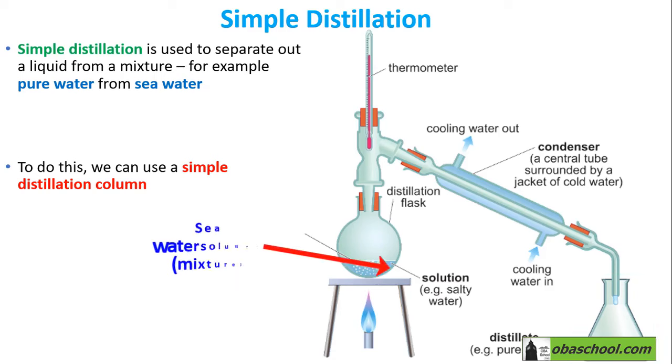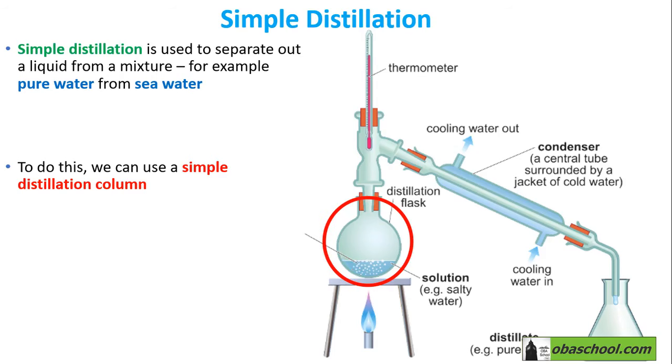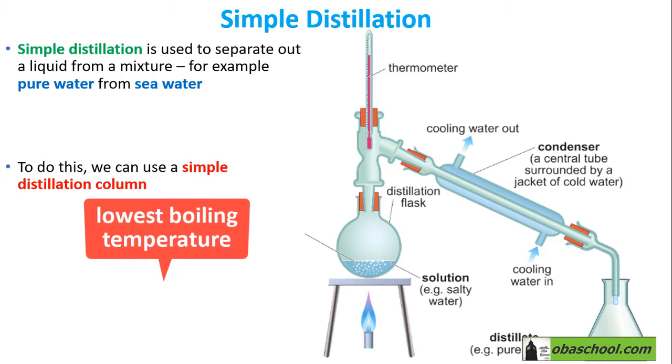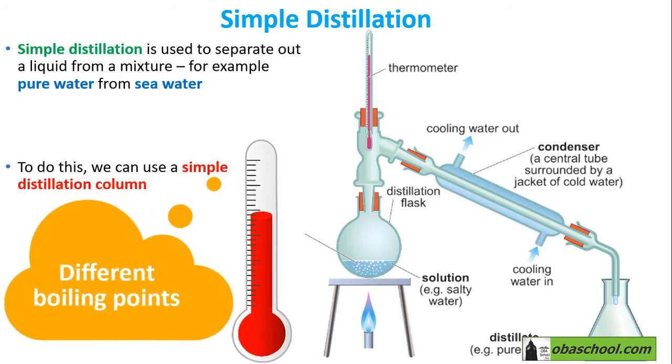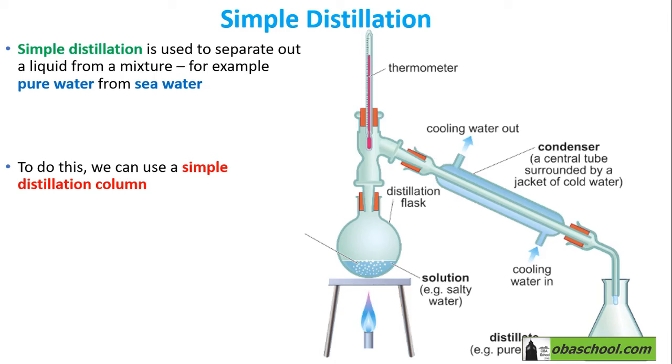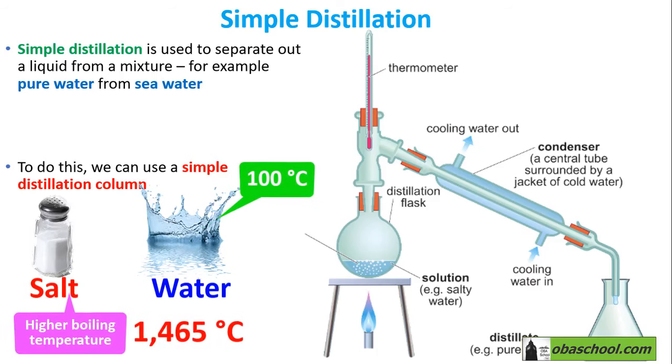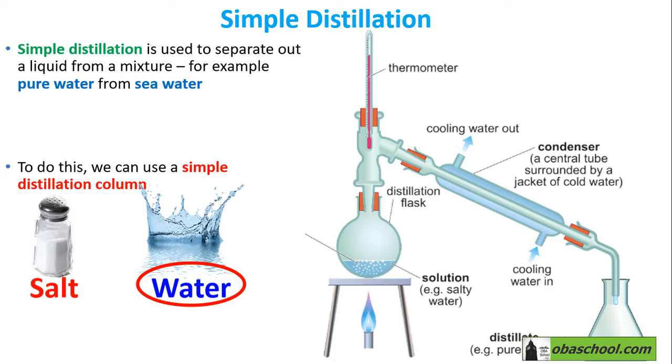The mixture, which is in this case seawater, is placed again, as we said, in this distillation flask. And as a result, the component of this mixture with the lowest boiling point will evaporate first. So, simple distillation, again, it depends on the difference of boiling points between the components that makes our mixture. And here we have salt and water. Salt has a higher boiling point than water. That's why water will evaporate first.